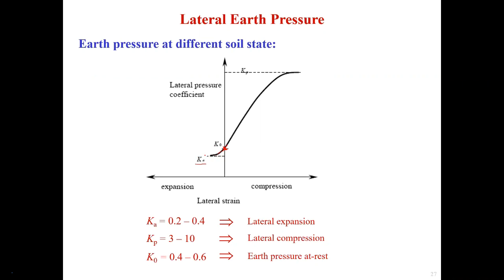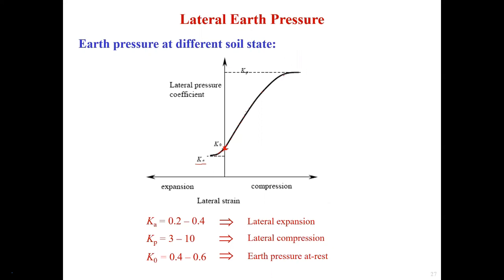That's the failure condition, and we call that the active failure condition. It means that we have developed the shear plane in the soil, and the lateral earth pressure coefficient can't be reduced any more than Ka. On the other hand, if we move the wall towards the soil, then this K0 gradually increases.